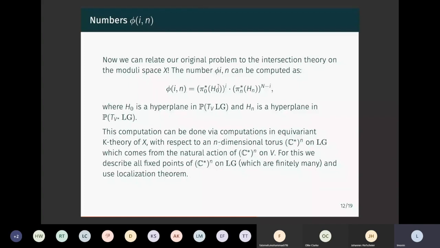Because I want to give you several ways to compute these numbers, in this talk I'll give you several ways to compute the numbers phi i n. I will not say anything about the formulas you obtain. I just say that this can be done very explicitly. Okay, are there any questions so far?